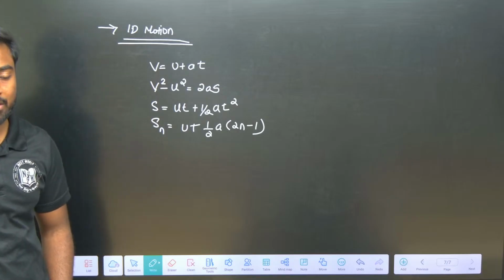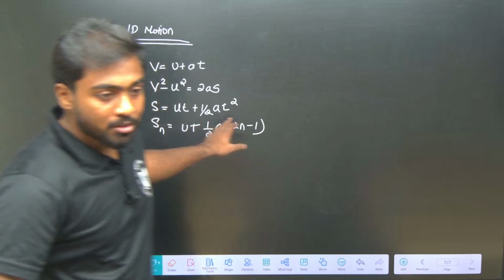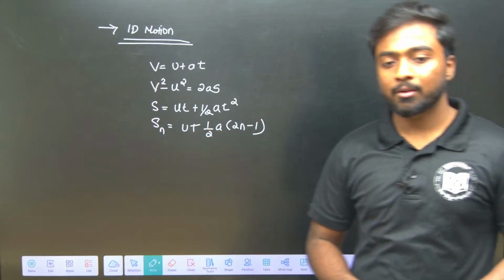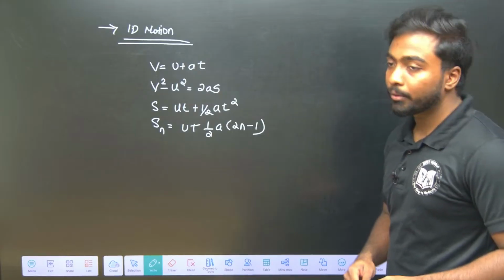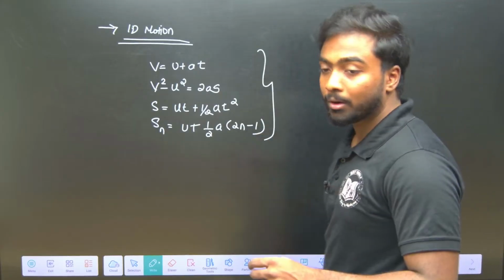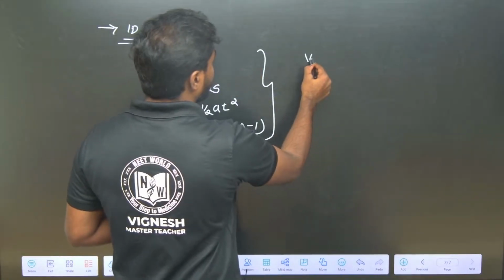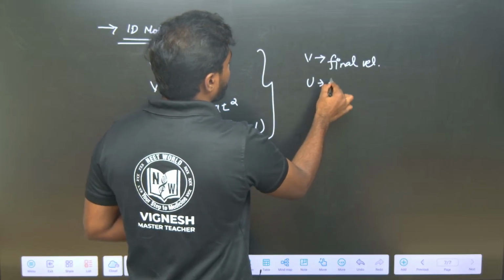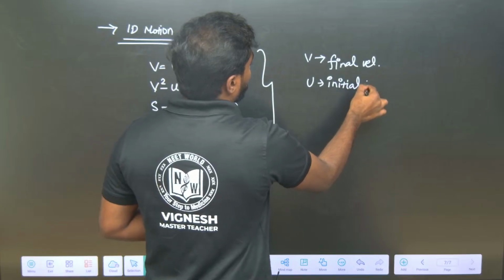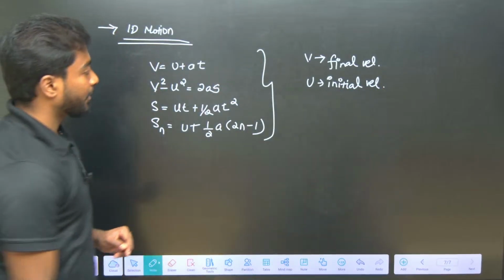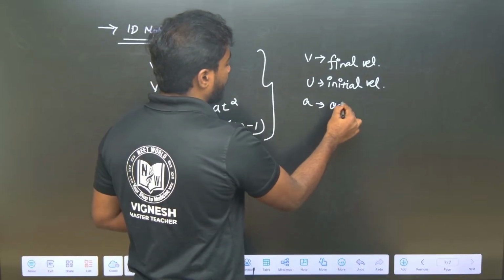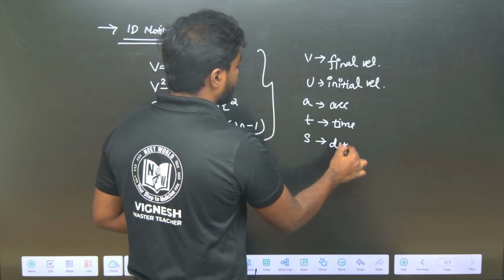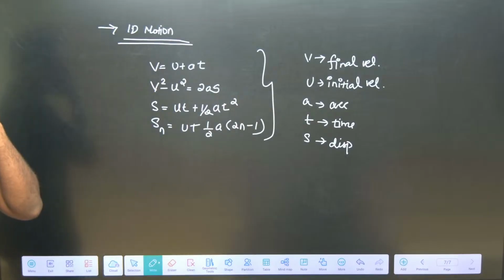Yes, four equations only. This equation is for: at time t equals 3 seconds, what will be the displacement? Okay, so the four equations. You want to know what these variables are, right? So v is nothing but final velocity, u is nothing but initial velocity, a is nothing but acceleration, t is nothing but time, and s is nothing but displacement. Okay, these are the things.